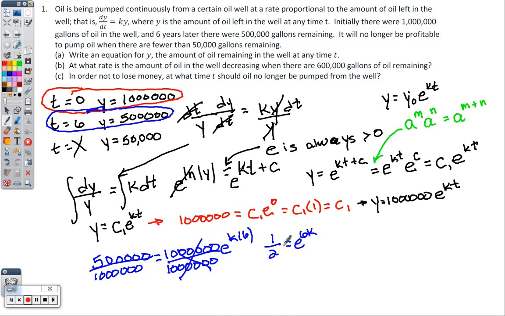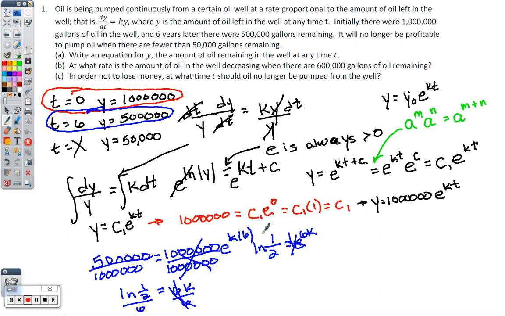And then I'm going to take the natural log. And these guys are going to cancel. And then I'm going to divide by 6, right? So I'm going to have the natural log of 1/2 equals 6k. Divide by 6. K equals the natural log of 1/2 divided by 6.